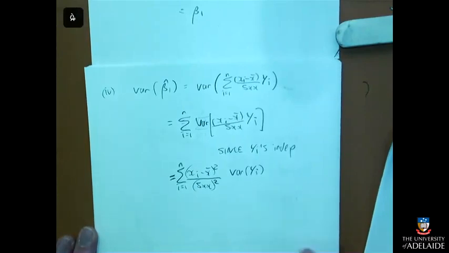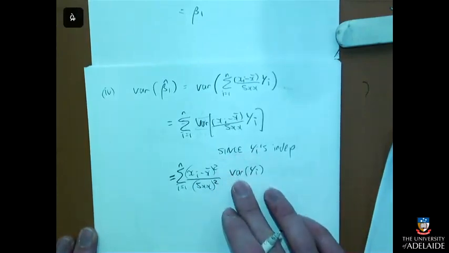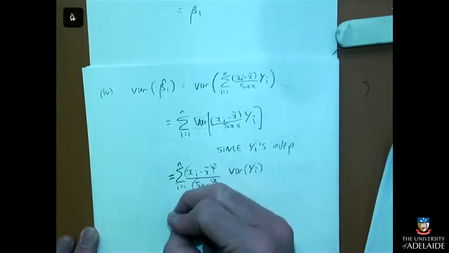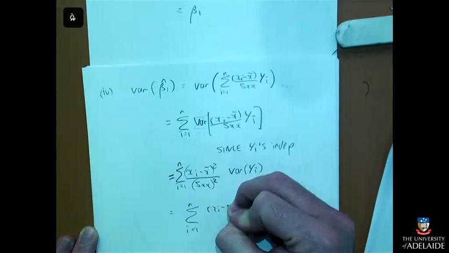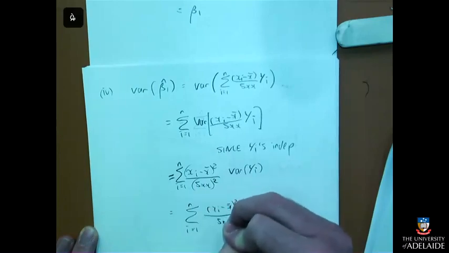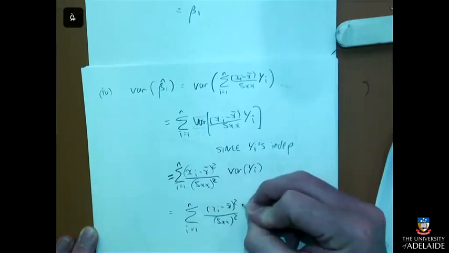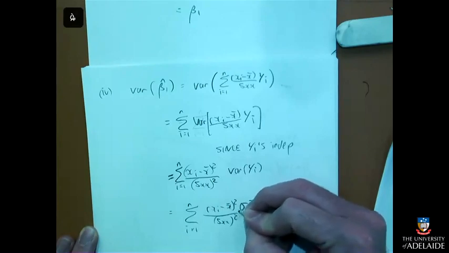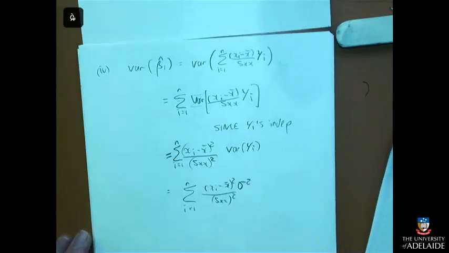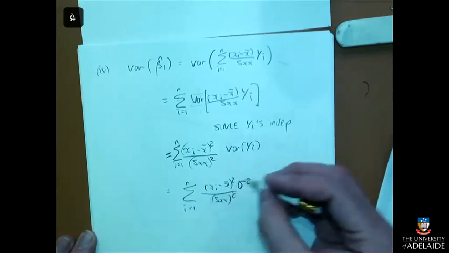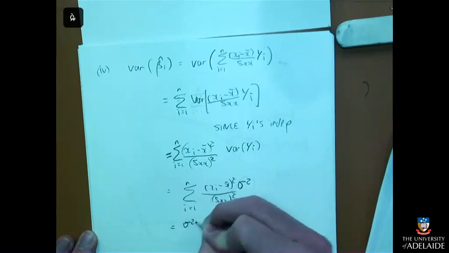All right, now the variance of yi is sigma squared. We figured that out earlier, so we get that. Well, I guess the things that don't involve i can come out the front. That's the only thing I can think to do at the moment.